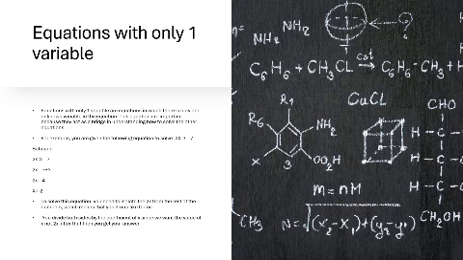For example, you may be given the following equation, which is 2x minus 3 equals negative 7. How do you solve this? Well, the first thing that you need to do is just write the equation.